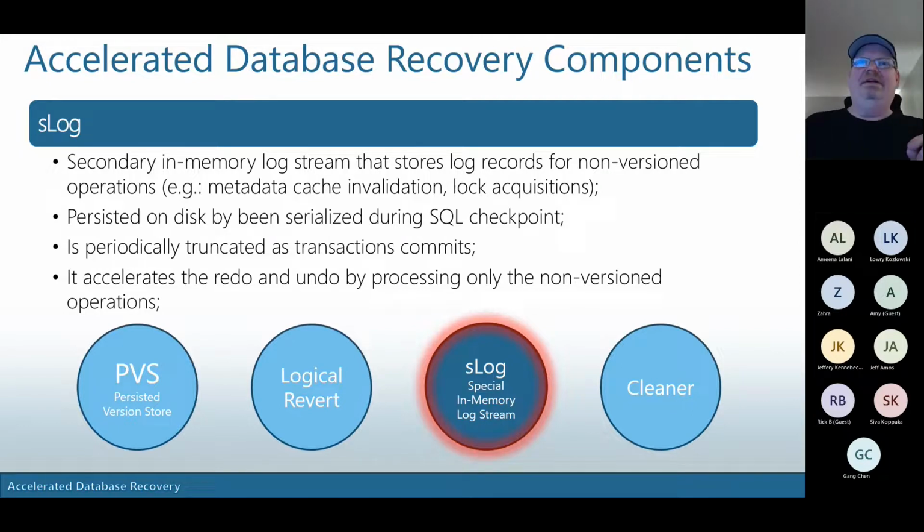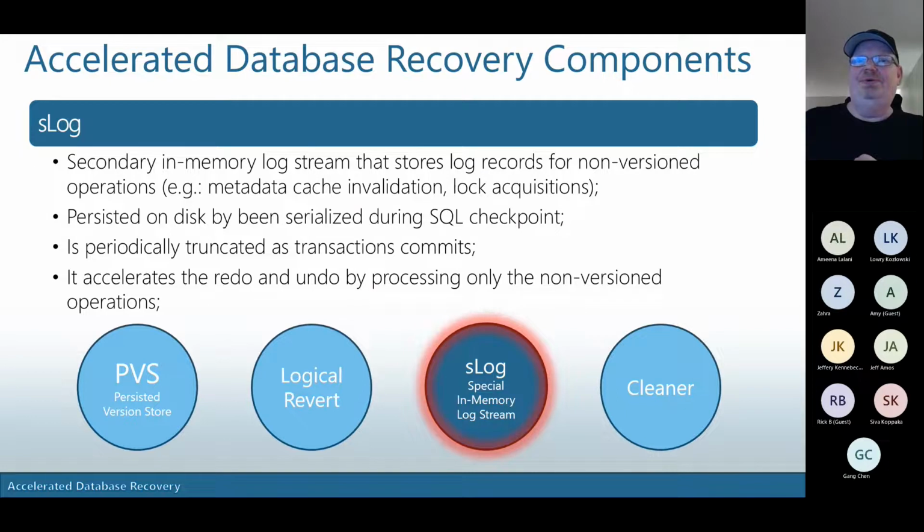But anything that is non-versioned, any entries into the transaction log that don't deal with the actual row, but might be invalidating metadata information, or all the information about creating locks, the different locks you might place onto an update or shared lock or exclusive lock on a record as you're updating it. That's not really dealing with versions of a row. So I don't need to store that information in the persisted version store. So that information is stored in memory.